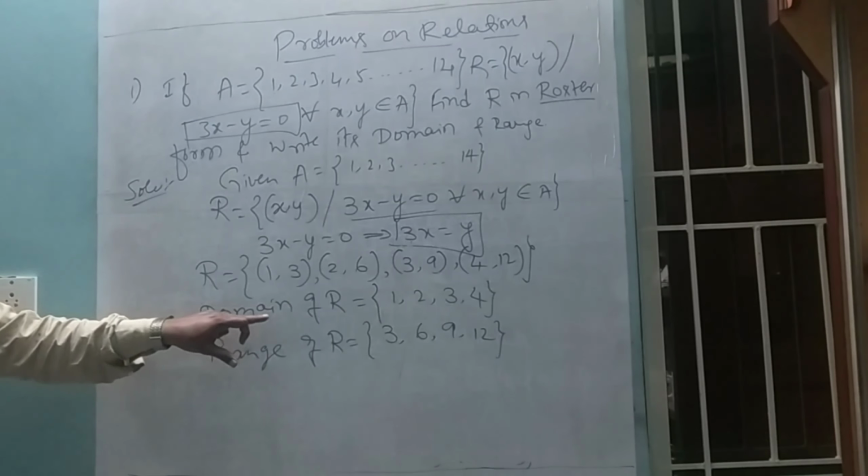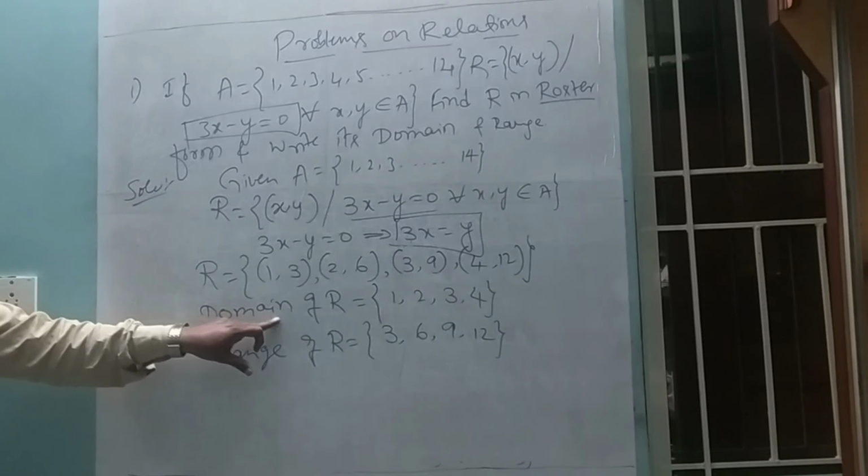But before we find the domain and range, the relation is very, very important. Without writing the relation in roster form, we cannot write its domain and range. Okay. Let us see one more problem.